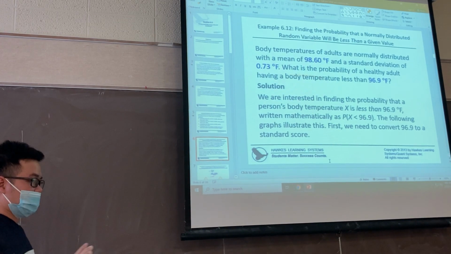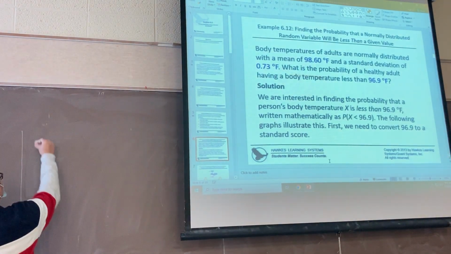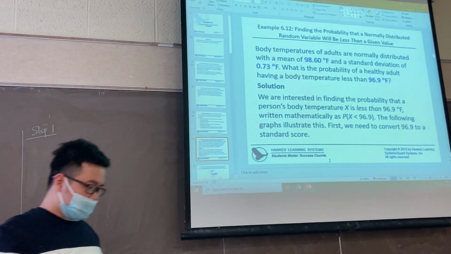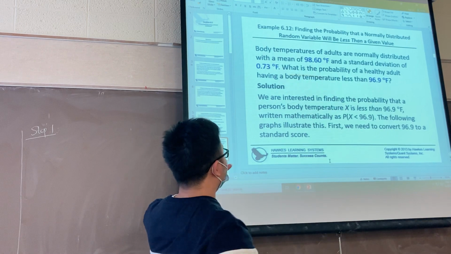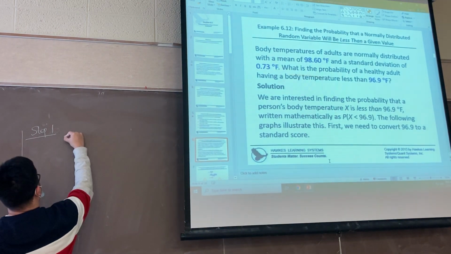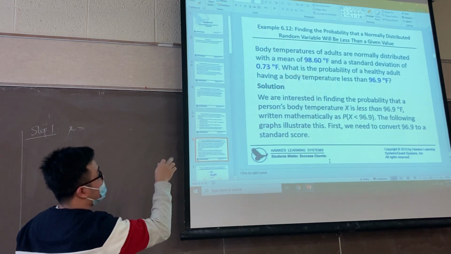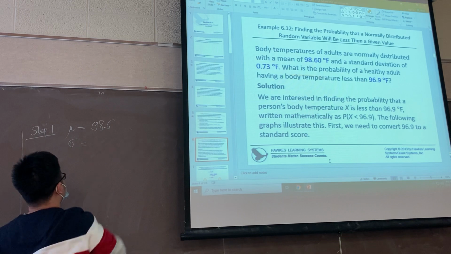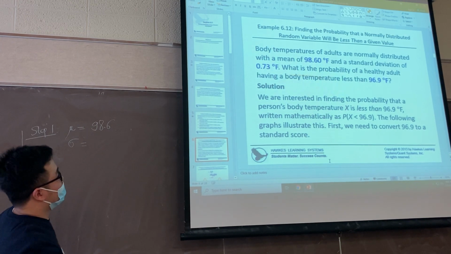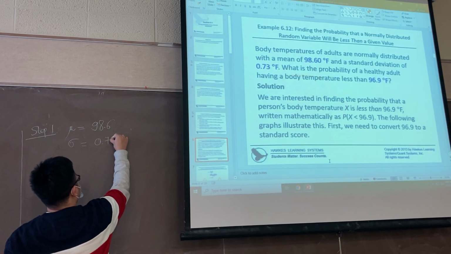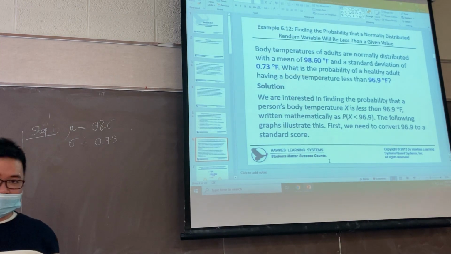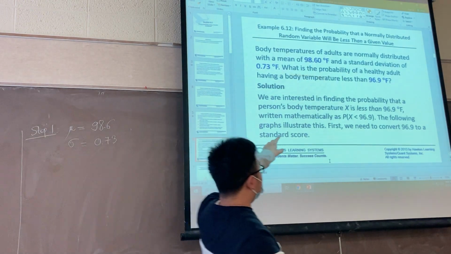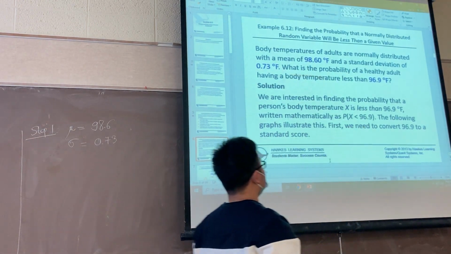Okay, now I will go step by step. The first step: I will change the X value to the Z value. Let me write some assumptions here. We have mu as 98.6, the mean, and sigma, the standard deviation, is 0.73. And X here is 96.9.